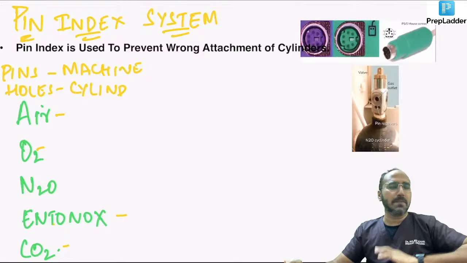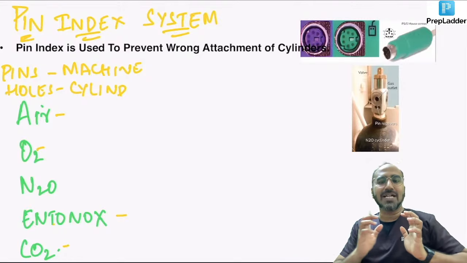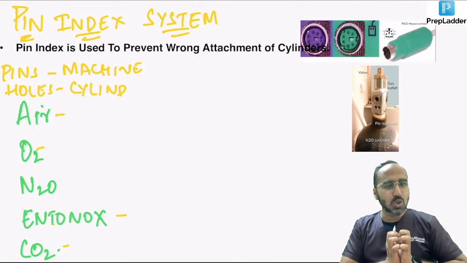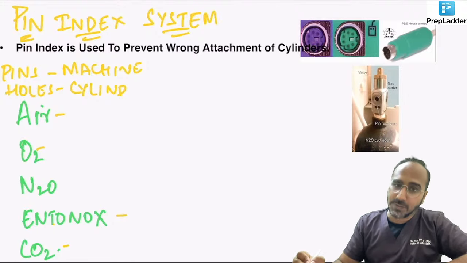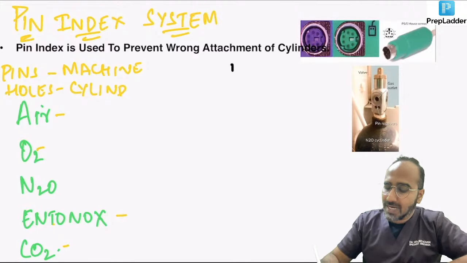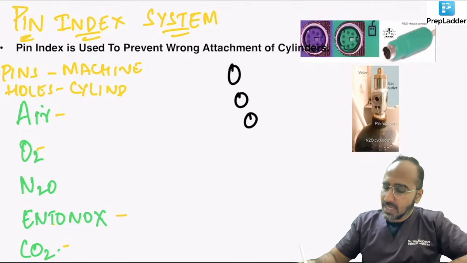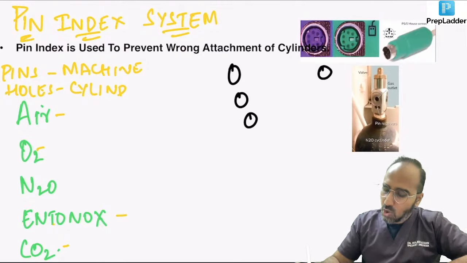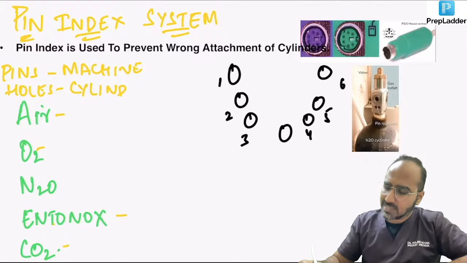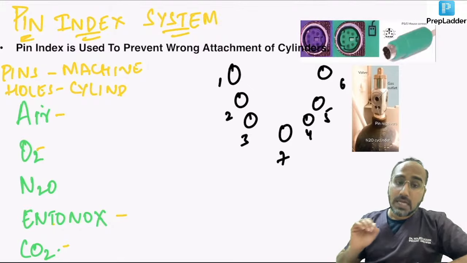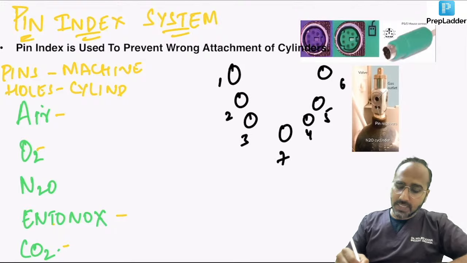We also need to remember the pin index system. Cylinders are attached to the machine with the help of a steel assembly called the yoke valve assembly. In that yoke valve assembly, there is a system that prevents wrong attachment of the cylinder, which is called the pin index system. They are basically pins which are present on the machine and holes which are present on the cylinder. We label them 1, 2, 3, 4, 5, 6 and 7. Different gases are given different pin index systems.